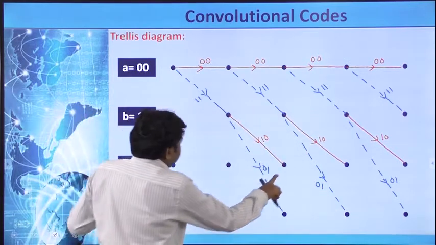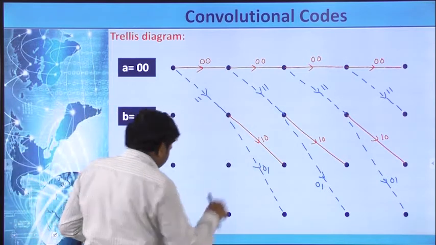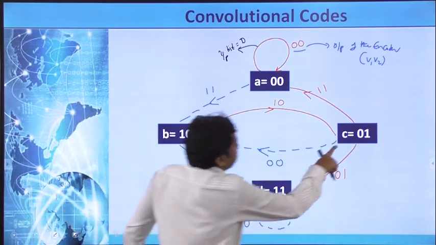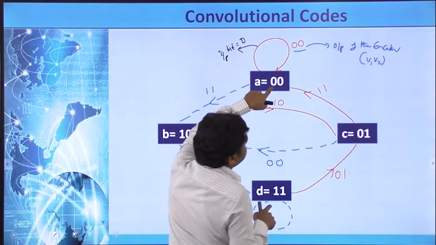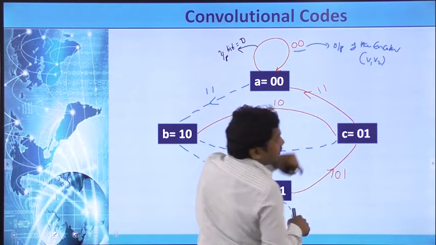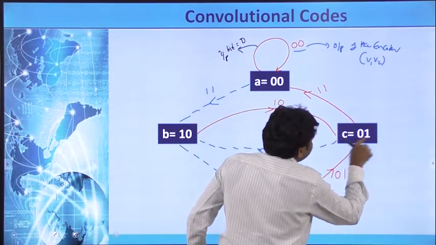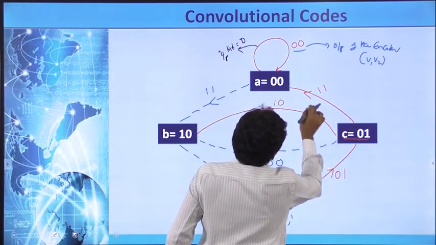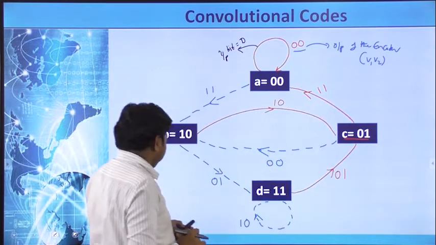Now the present state is 0 1. So look at the state diagram. The present state is 0 1. When the input is 0, it moves into 0 0 state with the output bits 1 1.